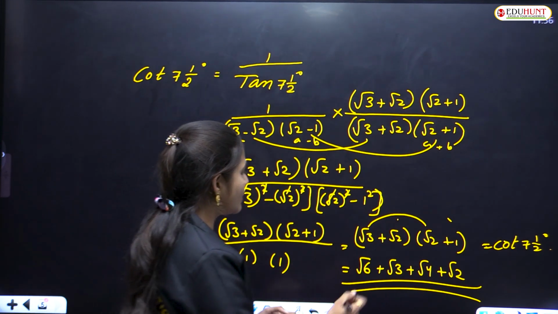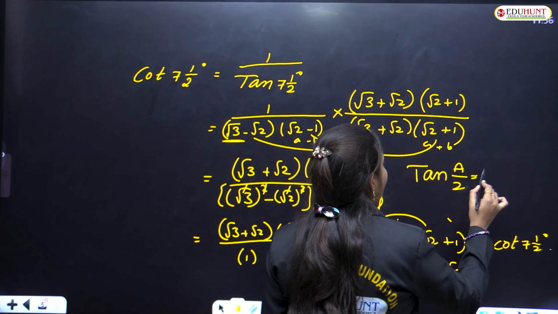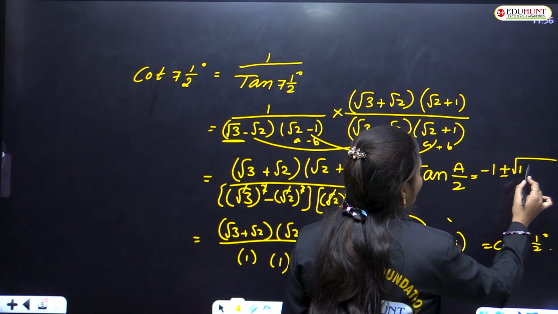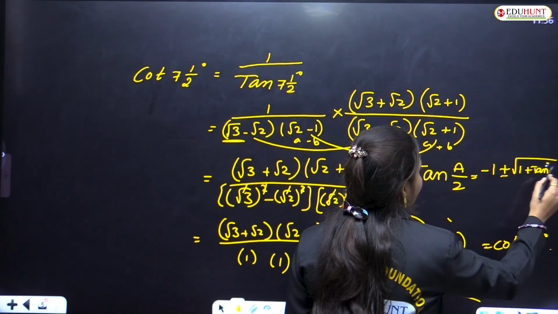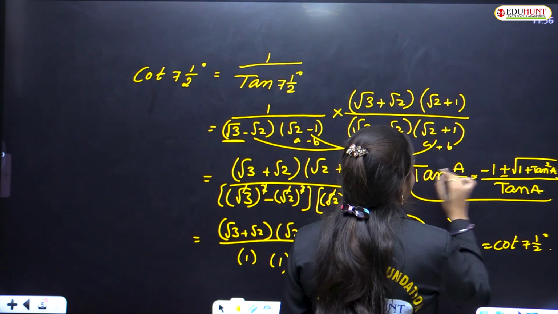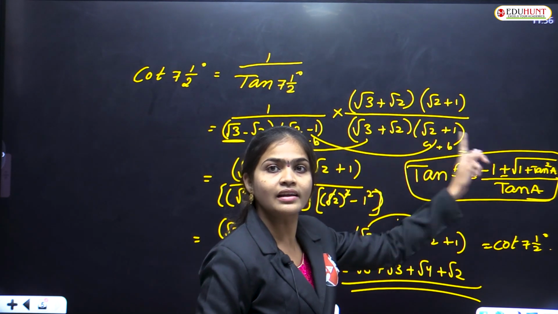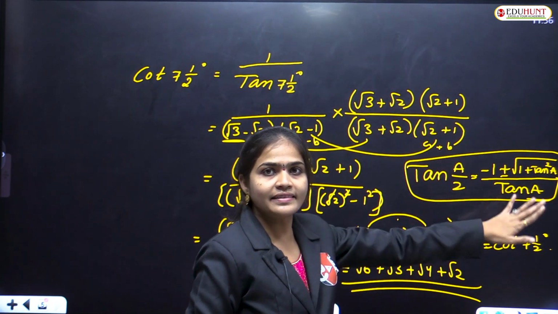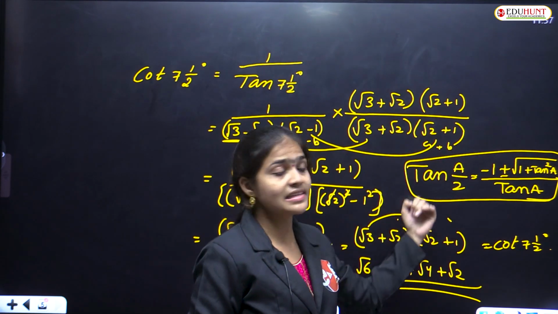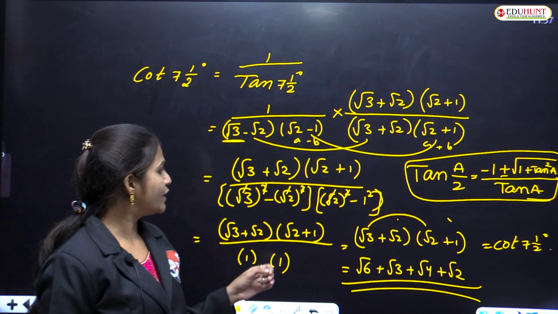Tan a by 2 is equal to minus 1 plus or minus square root of 1 plus tan square a, by tan a. Actually this is the formula. Here plus or minus depends on the angle. If the angle is greater than 0, we have to take positive. If the angle is less than 0, then we have to consider negative. Did you understand? So in this video we learned this.